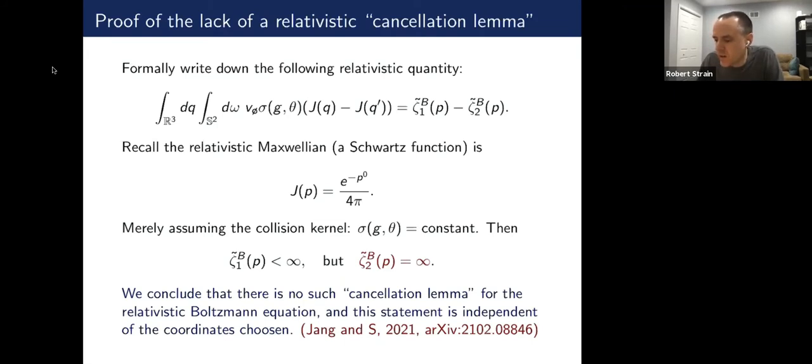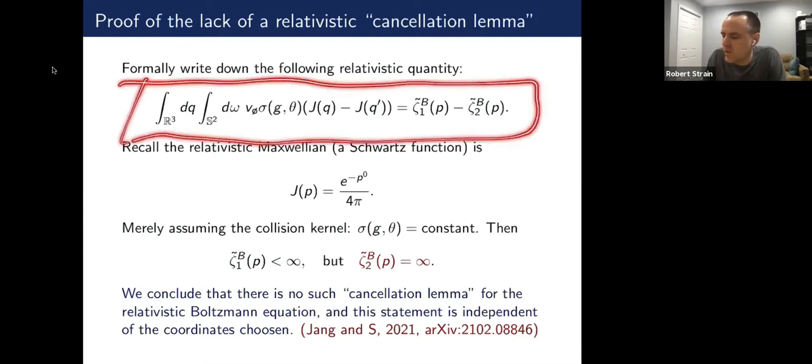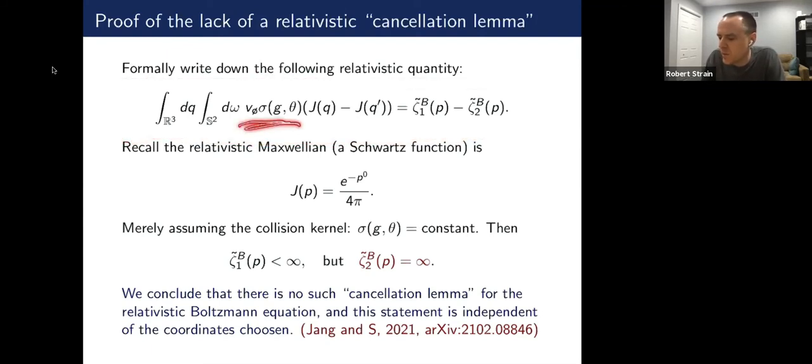So formally write down the following relativistic quantity, which is exactly the form of the cancellation lemma. So this is the kernel in the relativistic case, and we form J of Q minus J of Q prime, where Q prime is the variable with the prime. I call the first quantity zeta tilde 1, and I call the second quantity zeta tilde 2. And we recall that this is the relativistic Maxwellian J, it's e to the minus p0, and this is a Schwartz function. It's much better than a Schwartz function.